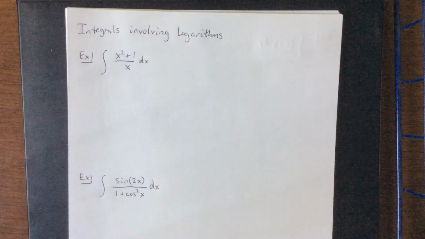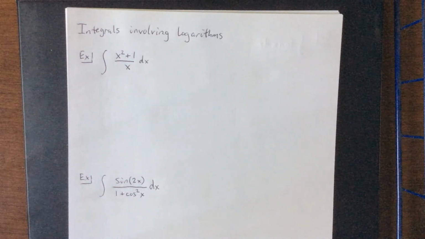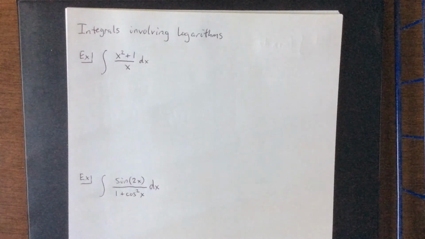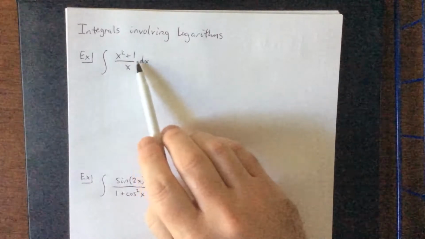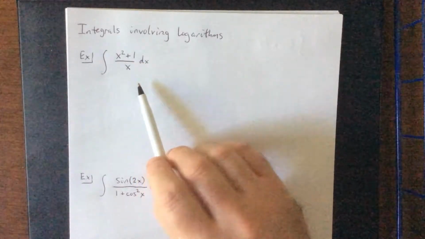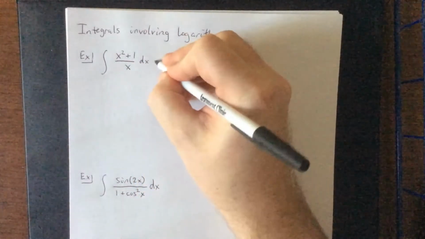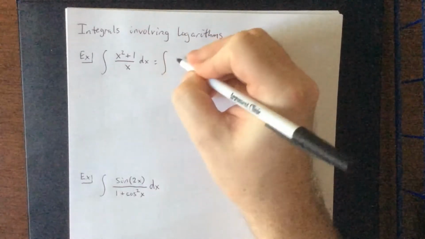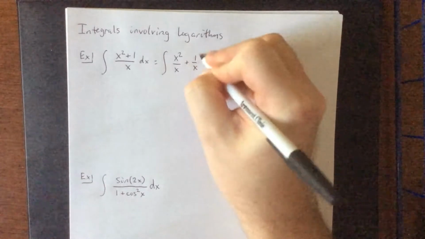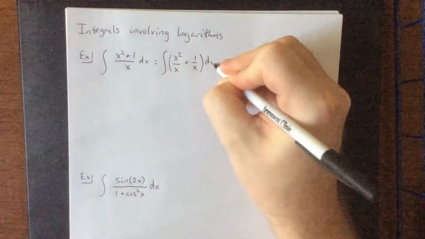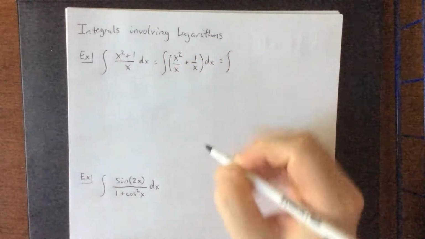Next up, we're going to try out some integrals that are going to involve making use of logarithms. First example that I have for you is going to be more than just logarithms. We have the indefinite integral of (x squared plus 1) over x, all times dx. This one, we're actually going to apply the distributive property first. We're going to distribute that denominator to both of the terms that are in the numerator and simplify algebraically before we try to take an integral.